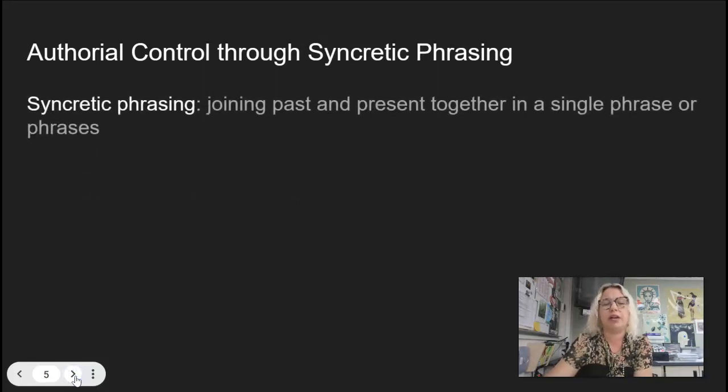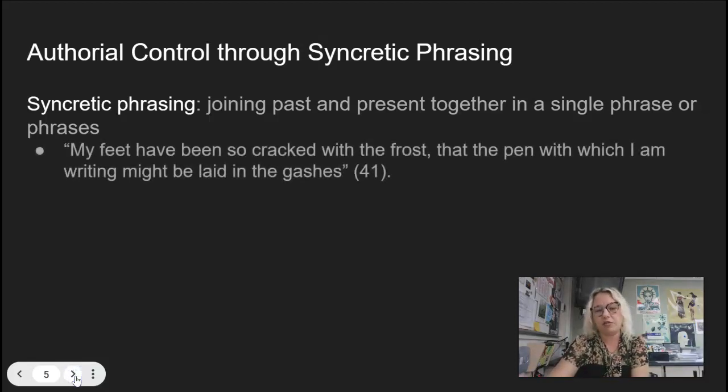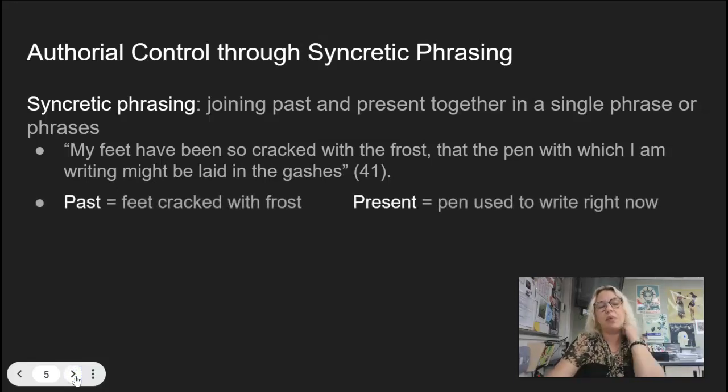Authorial control through syncretic phrasing. Syncretic phrasing is joining the past and present together in a single phrase or phrases. Here is an example from page 41 of the text. "My feet have been so cracked with the frost that the pen with which I am writing might be laid in the gashes." So you can see the past is his feet cracked with frost. The present is right now, the pen I am using to write. And he's comparing the pen and the size of these cracks in his feet when he was a slave.